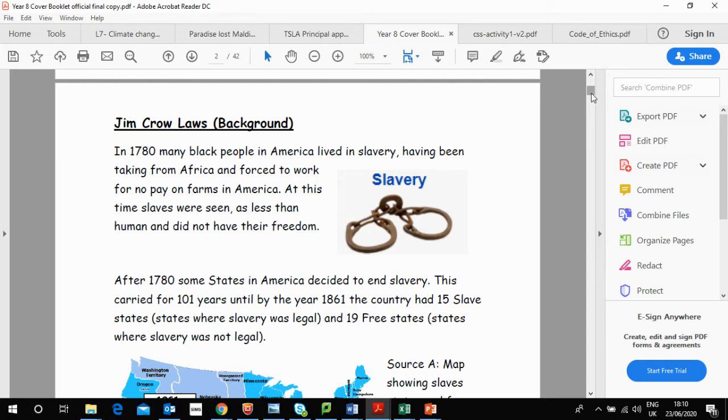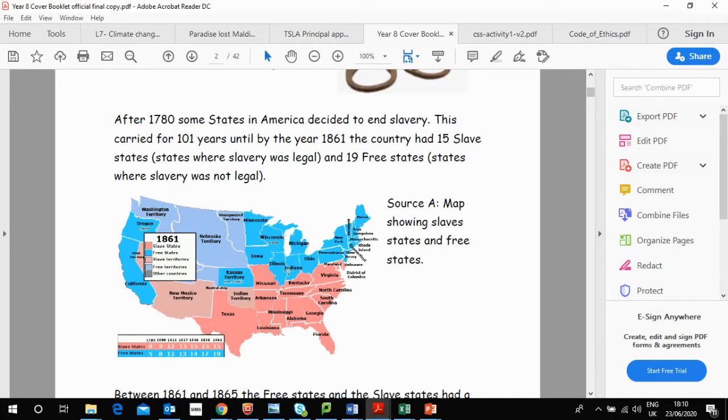After 1780, some of the states in America decided to end slavery. Okay, now you can see here there is a real divide between the North and the South, and this is where that Confederate flag comes into play, the one that's been in the news recently. This carried on for 101 years until the year 1861. The country had 15 slave states. So those are the pink states on there. Okay, and 19 free states where people were allowed to be free.